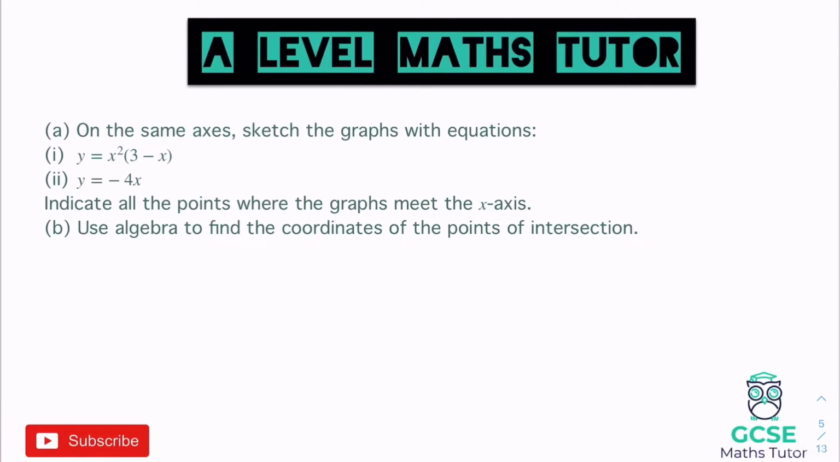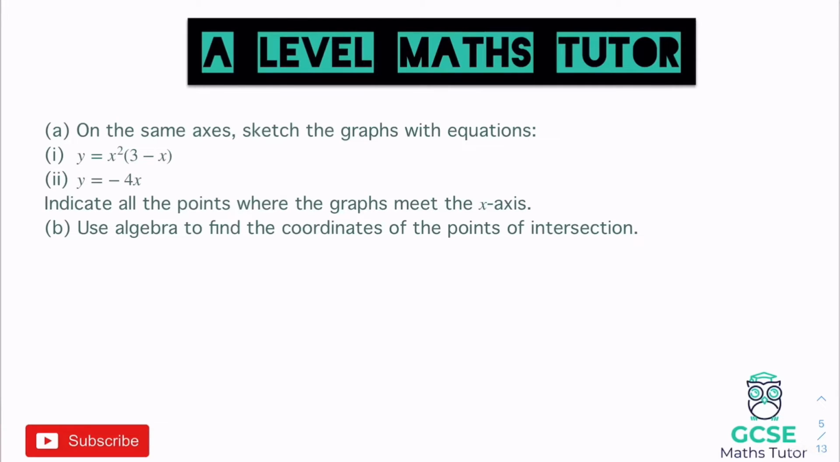Okay, so for this question it says, on the same axes again, sketch the graphs with these equations. And again, we're going to indicate the points where the graphs meet the x-axis, but here is the new bit now in part B. It says, use algebra to find the coordinates of the points of intersection. So we're going to have a look at doing that. We're going to need to remember some of our algebraic skills from GCSE and a little bit of our algebraic skills that we've learnt, obviously, at AS level, but we're going to have a look at this question.